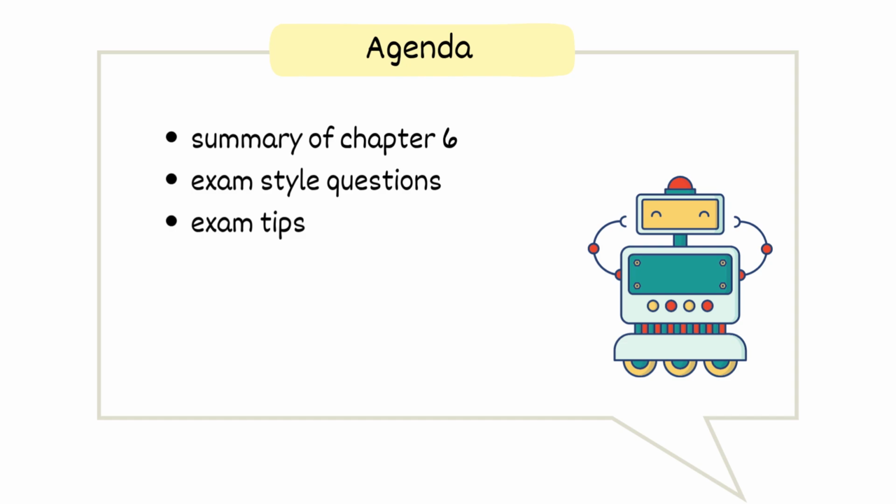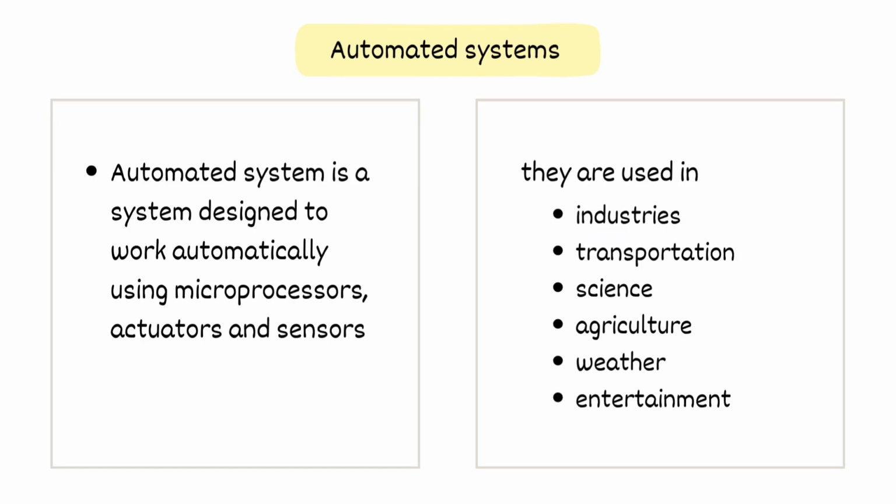In this video, we will go through the summary of Chapter 6, discussing exam style questions and exam tips as well. So let's start with the automated systems. First of all, there is automated systems. A simple definition is that automated systems is a system designed to work automatically using microprocessors, actuators, and sensors. They are used in industries, transportation, science, agriculture, weather, entertainment.